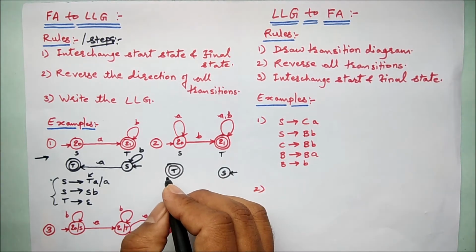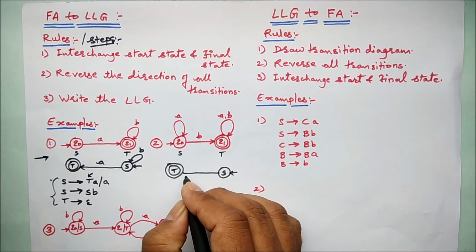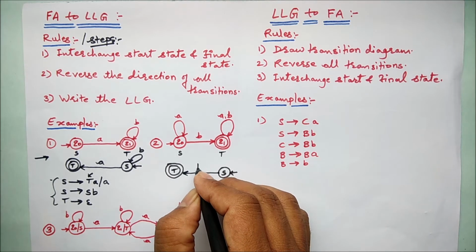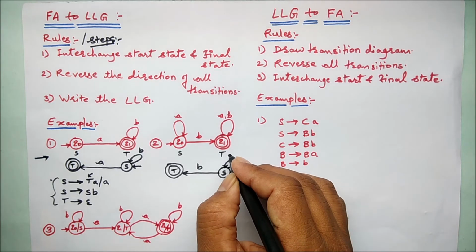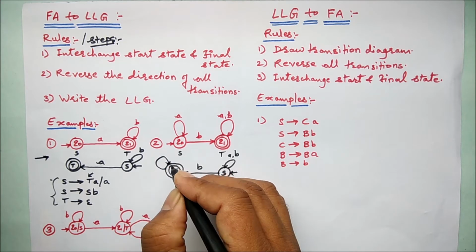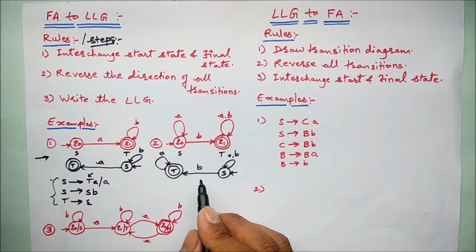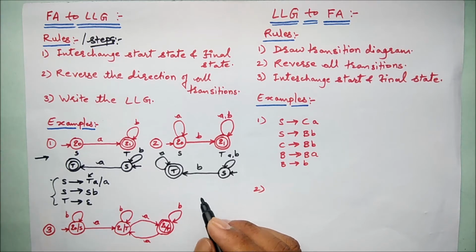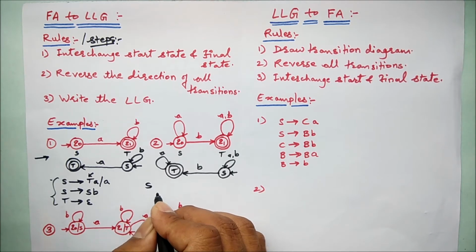Now let's reverse the transitions, my dear friends. This will transit to T with B. S will transit to S with input symbols A and B, and T transits to T with input symbol A. So all transitions are finished, and we have reversed the initial state, final state, and also the directions. Now let's try to write the grammar for this. Let's start from the initial state, that is S.